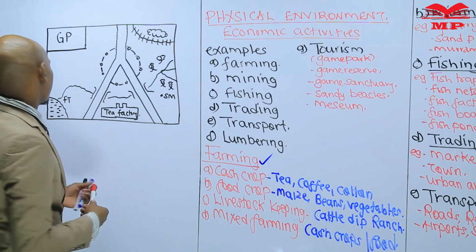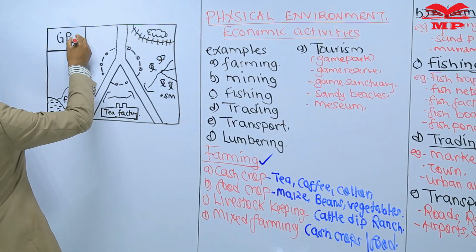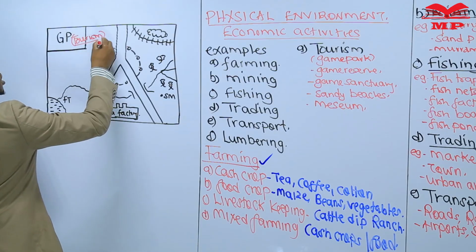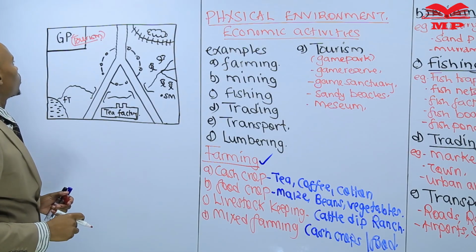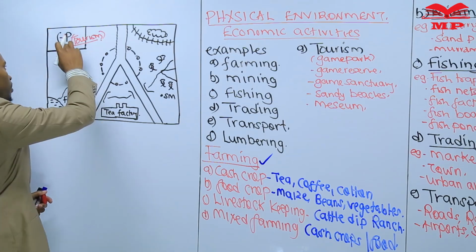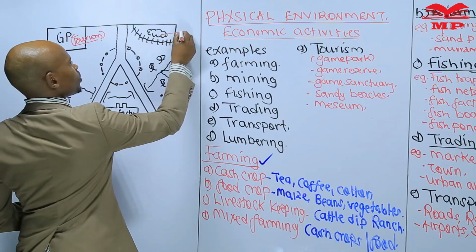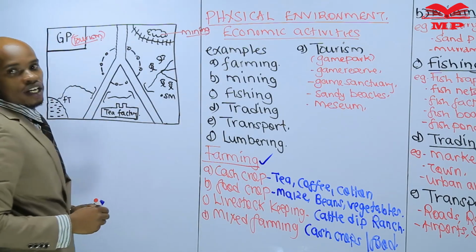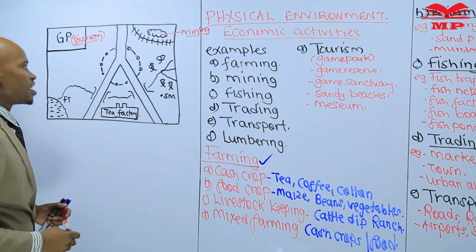Now, as I had started by explaining, if this is a game park, then the economic activity happening around this area is tourism. Tourists are coming to this area in the game park to see our wildlife, and they are paying. We have a quarry here. So the economic activity around this area is mining. A quarry symbolizes that there is mining.